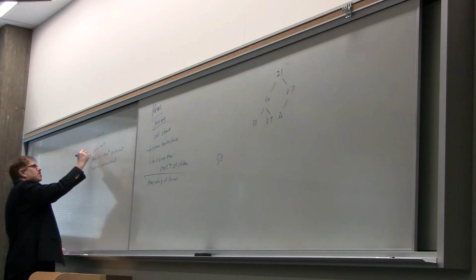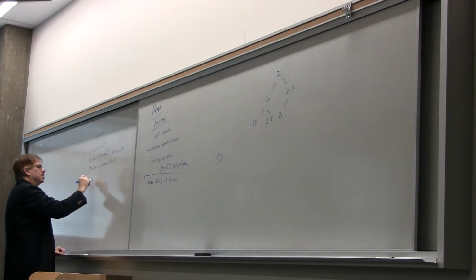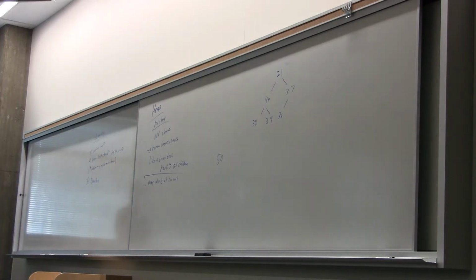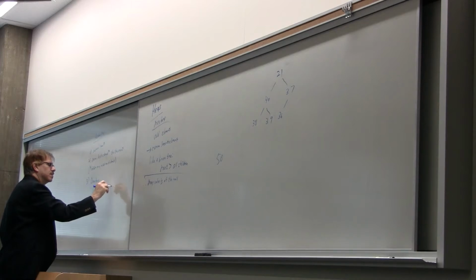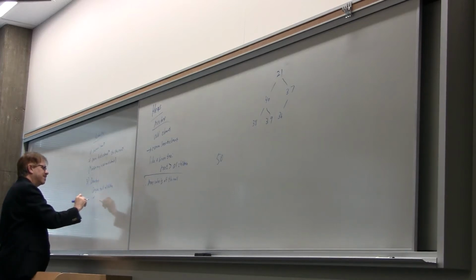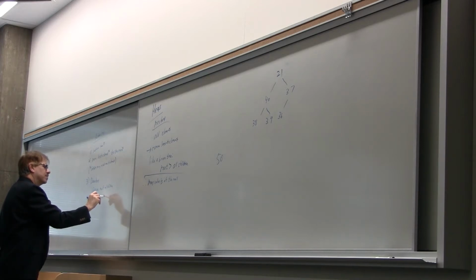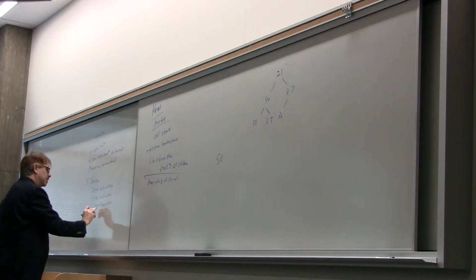So now we need to do one more thing. We need to do what's called down heap. So what does down heap mean? Compare root with children. If not bigger than both children, swap with the largest child and down heap.